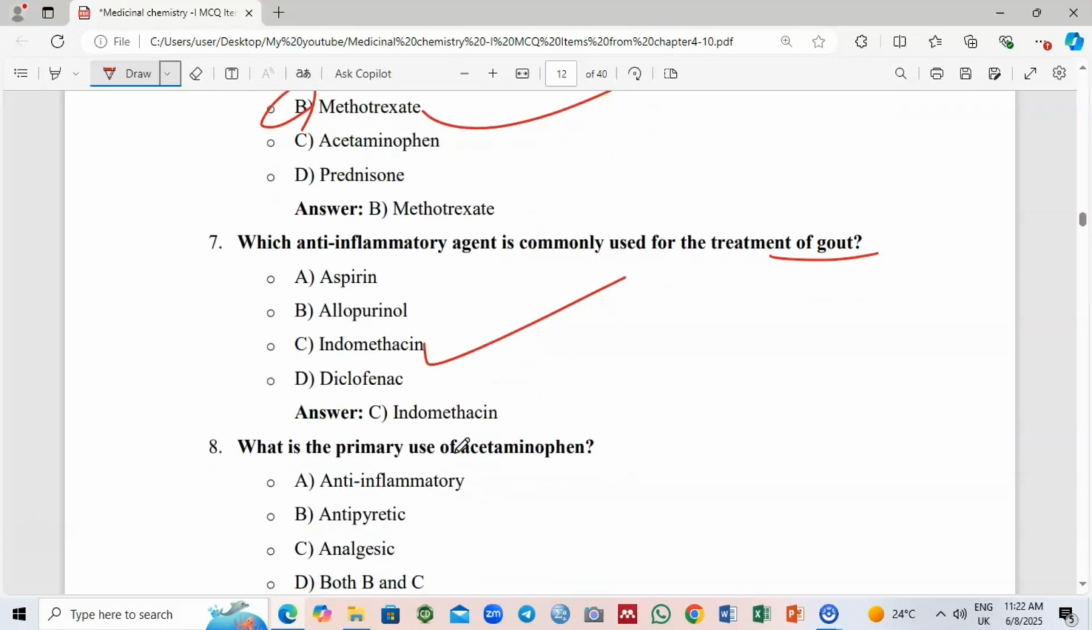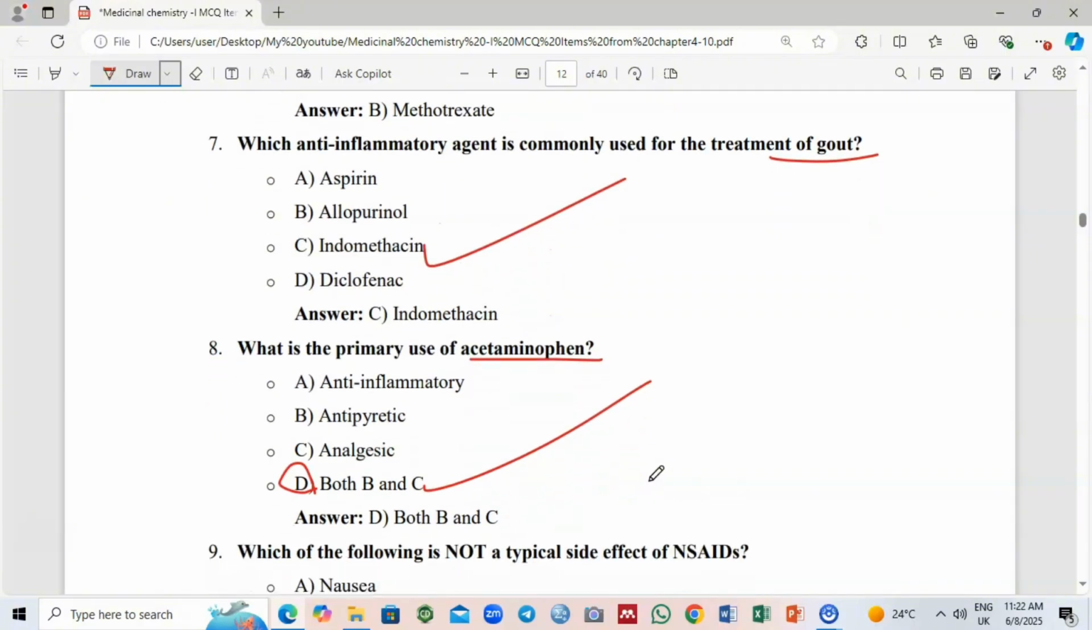The other one is, what is the primary use of acetaminophen? Acetaminophen can be classified under A. Anti-inflammatory, B. Antipyretic, C. Analgesic, D. Both B and C. So among the given alternatives, acetaminophen or paracetamol can be used for the treatment of fever and pain, as an antipyretic and analgesic. Therefore, the answer is definitely D.